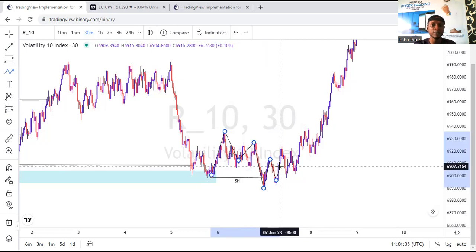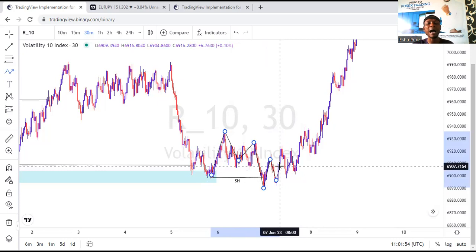I've been trading currency and I've been trading synthetic now, so I know the difference, and I know how the markets move. Now let me shock you. Synthetic hardly creates change of character. Once it gets to your zone, it will drop sharply to the downside or to the upside, right?